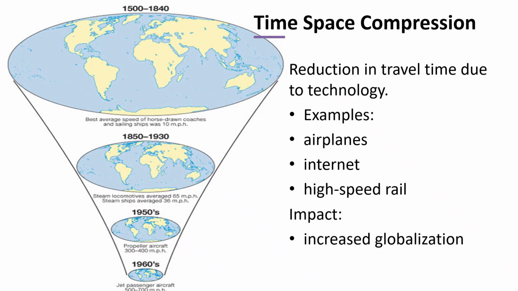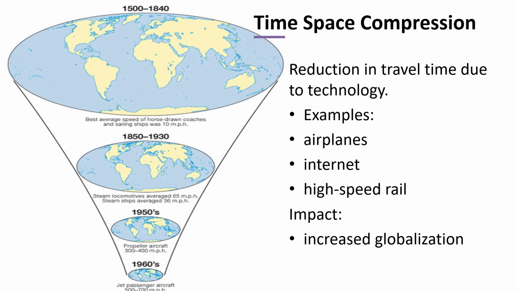Time-space compression is all about feeling close to others. The Earth is not shrinking, but it feels smaller because we can get to places faster with new technology. Time-space compression is a reduction in travel time due to technology.